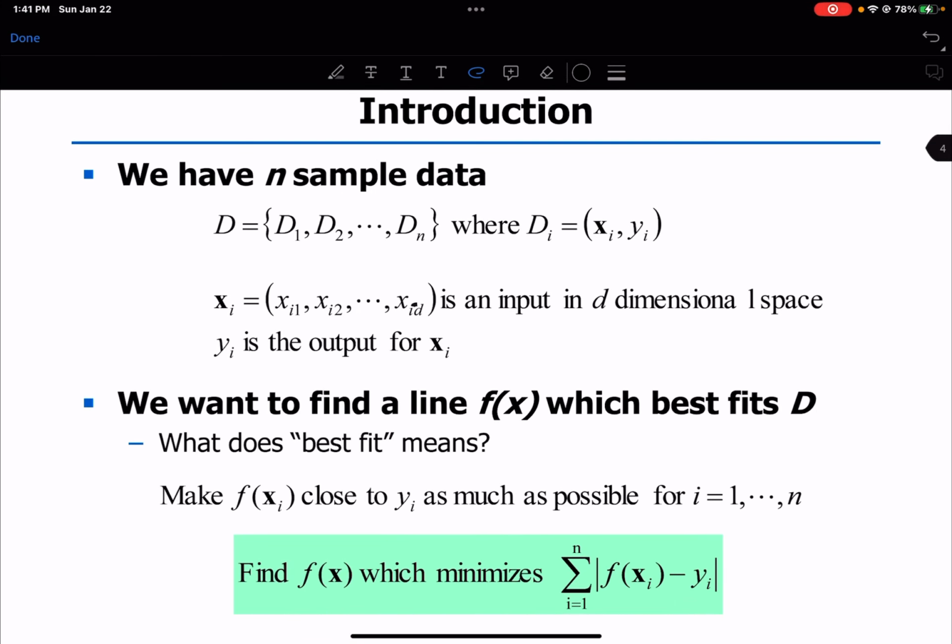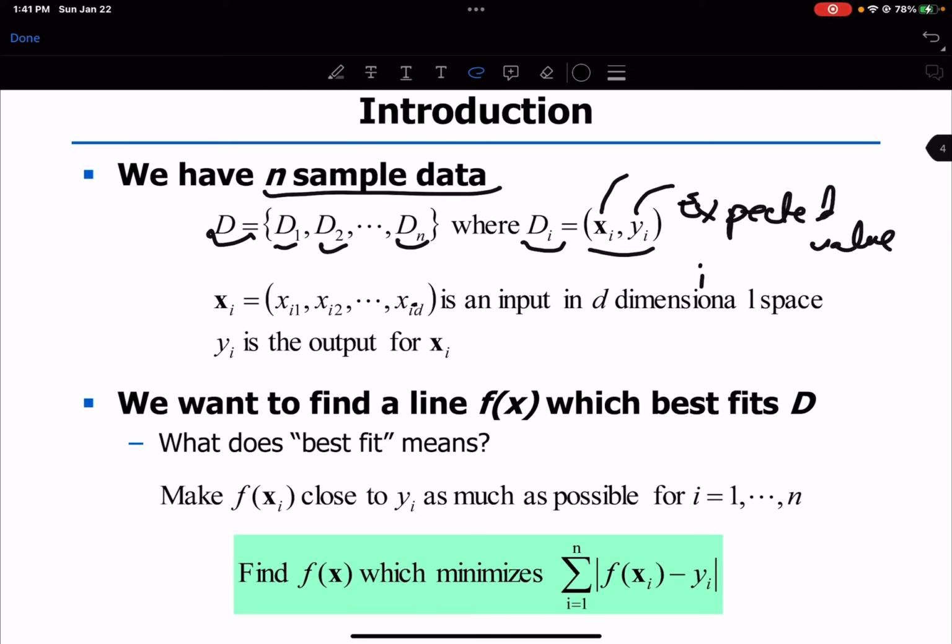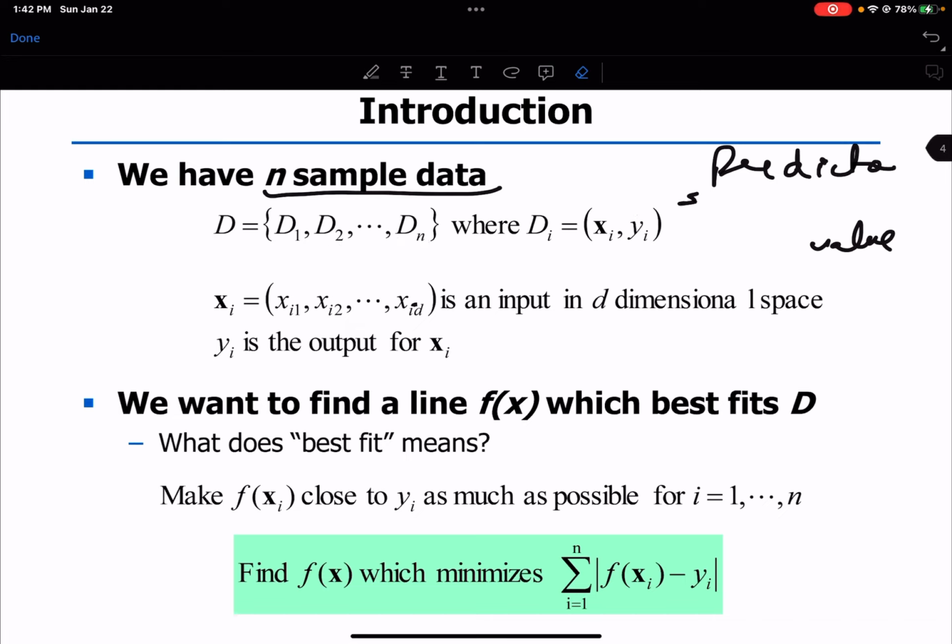So now we have n sample data where D is our data set, where each D subscript i represents a data point that is represented as a pair of xi and yi. Xi is the predictor, yi is the expected value or the predicted value. Most commonly we use the expected value. So the data is represented in this form, where the variable can range from 1 to d, where this is used as an input, a d-dimensional input space, and yi is the output of xi. The expected value, or the predicted value, these are some of the representations of your y.